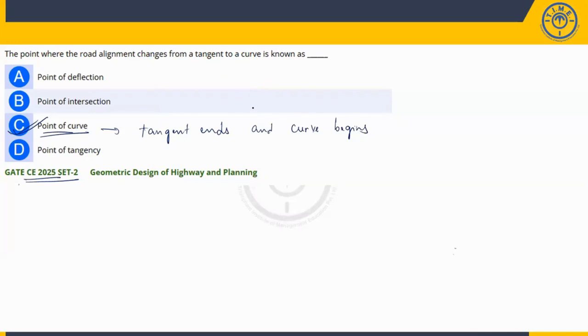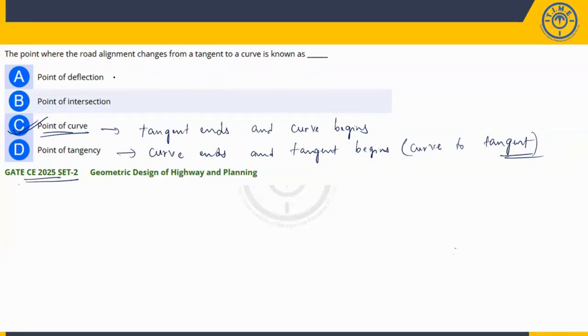What is point of tangency? Tangency means where the curve ends and the tangent begins. That is, the road alignment changes from curve to tangent. If the question mentions that the road alignment changes from curve to tangent, we call it the point of tangency.